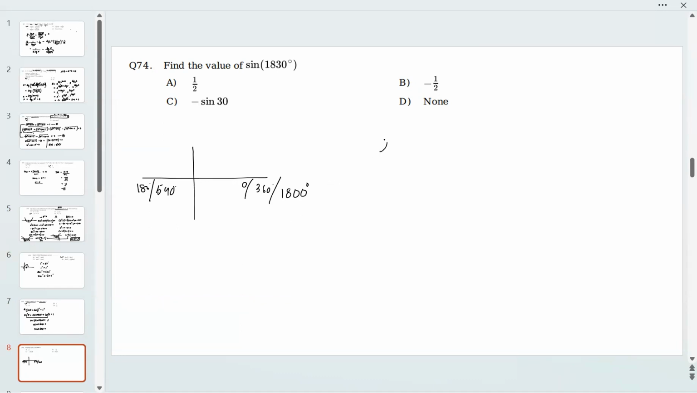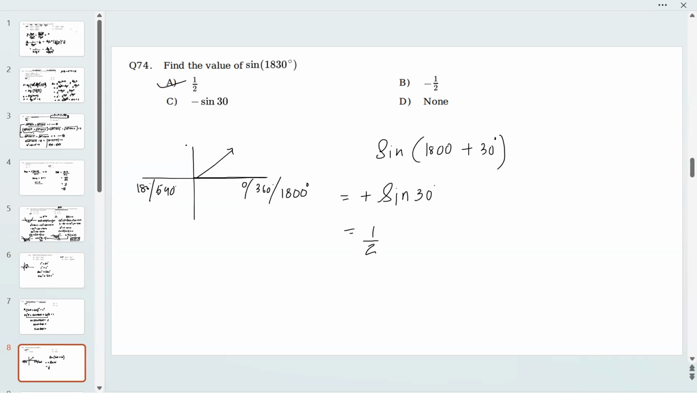And I can write this as sine 180 plus 30 degree. So 180 plus 30 degree will be in the first quadrant. So in the first quadrant, sine is positive. And since we have 180 on the x-axis, sine will remain sine and it will not be converted into cos. This is basically as good as sine 30 degree. And sine 30 degree is half. So my answer is option A.